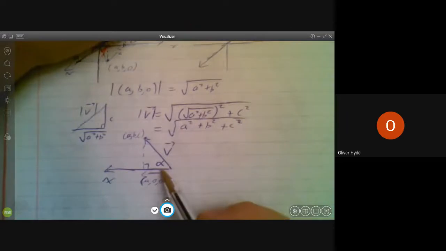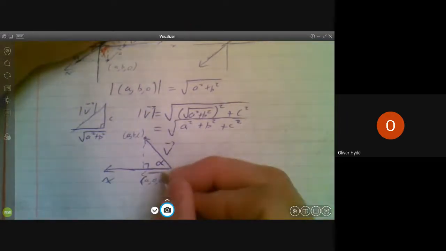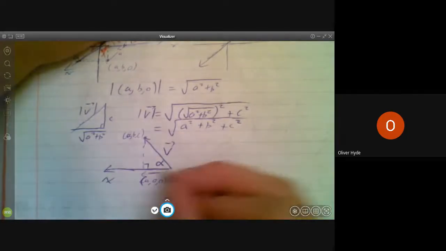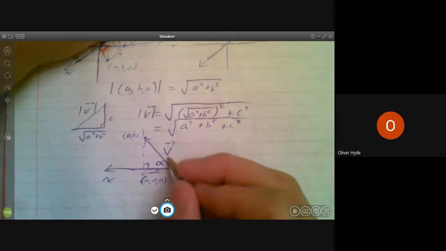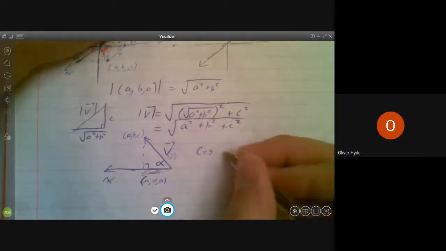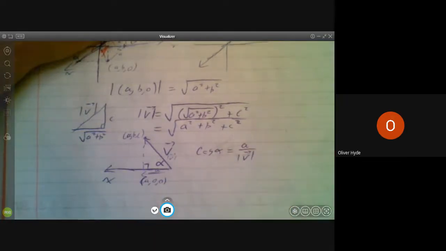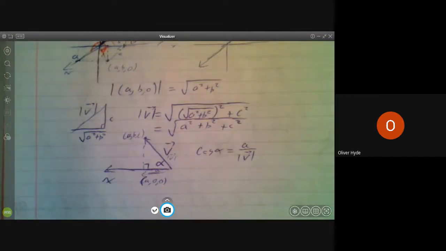That's the angle alpha. And that's how you can build the ratio that, if we change this to a scalar diagram, this is of magnitude A, and this right here is of magnitude mag V. So I can get a cosine ratio. I can get that the cosine of alpha is going to be given by the ratio of A divided by the magnitude of V. Okay?